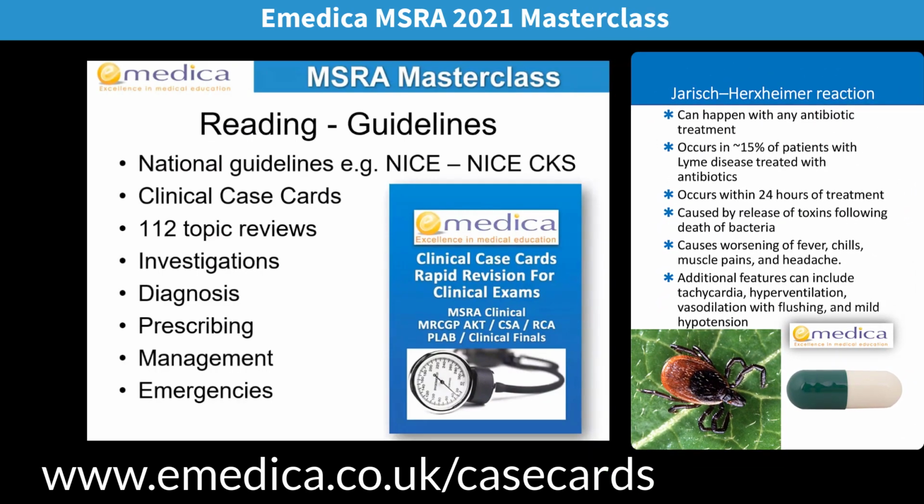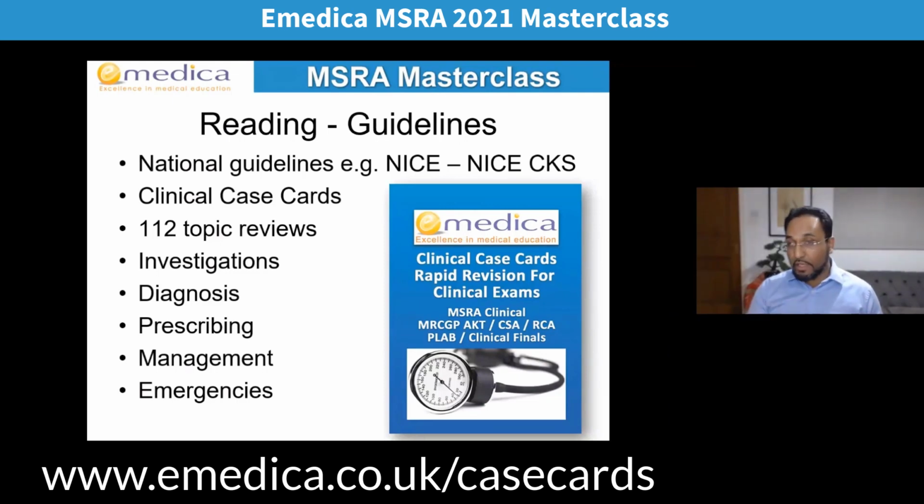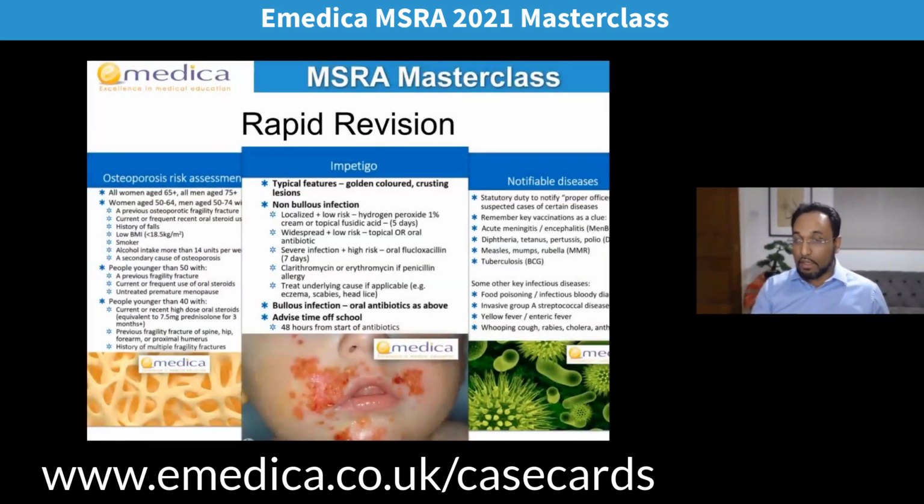So what we did is our team got together, looked at current guidelines, and then made really concise summaries. Okay, so there's 112 topic reviews, 56 double-sided cards. It's in a handy deck, so even if you're in A&E, for example, or on the tube, you don't need internet access, you can read it. And they're mapped to, so some are about management, some are about investigation, some are about diagnosis, some are about prescribing.